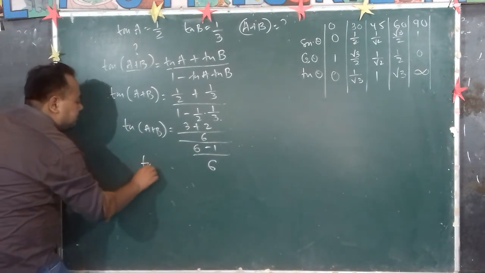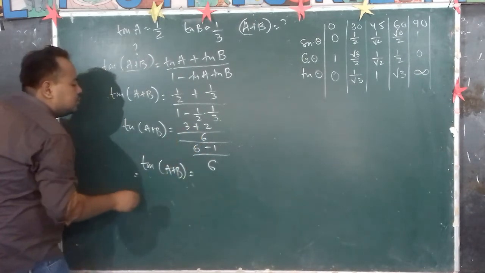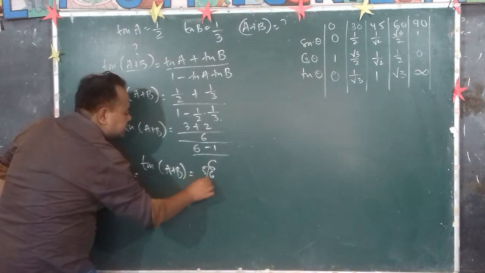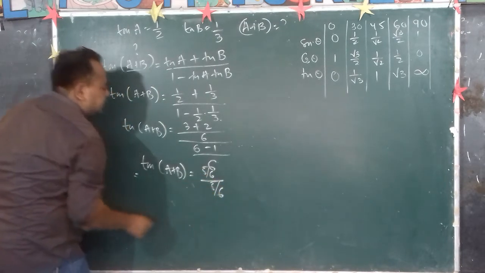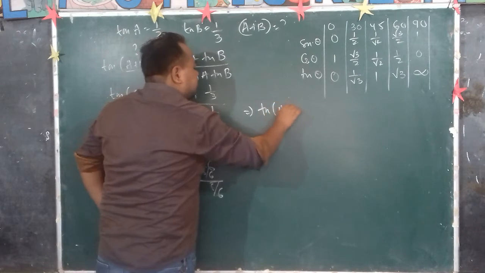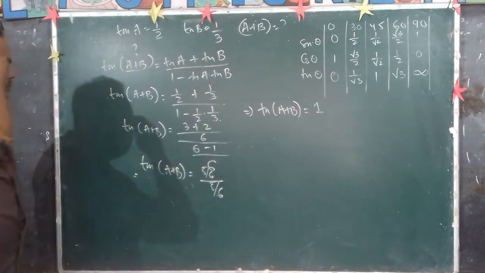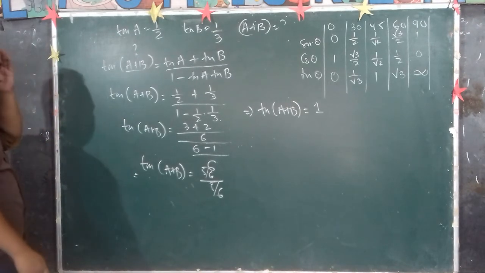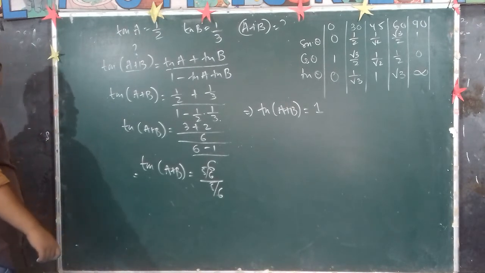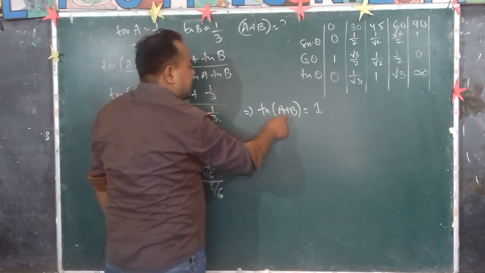So what are you getting? Tan A plus B equal to, what do you get? 5 by 6 divided by 5 by 6. So tan A plus B will be equal to 1, because 5 by 6 and 5 by 6 get cancelled. Is that clear?